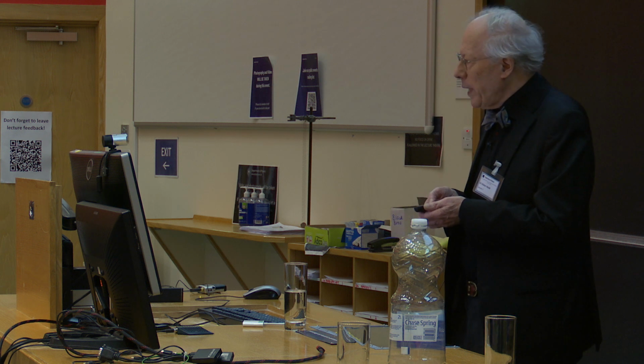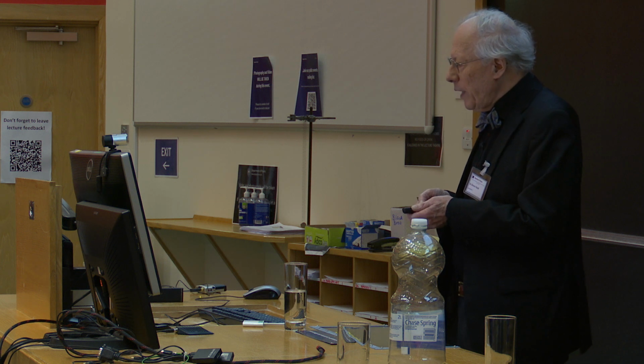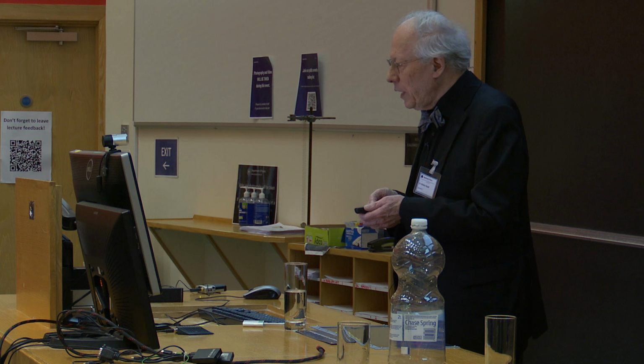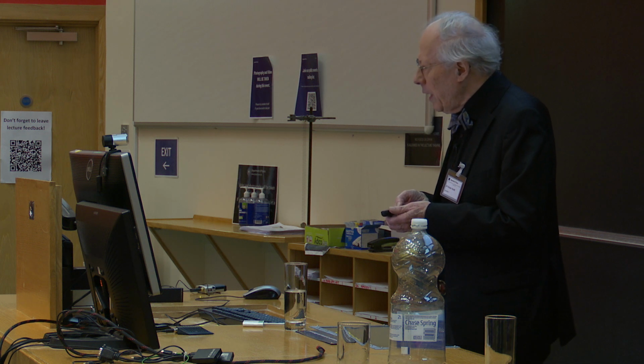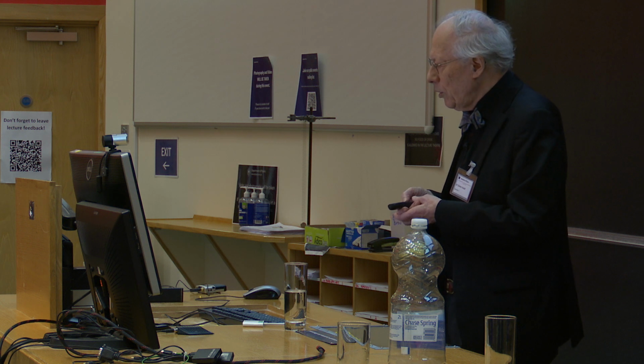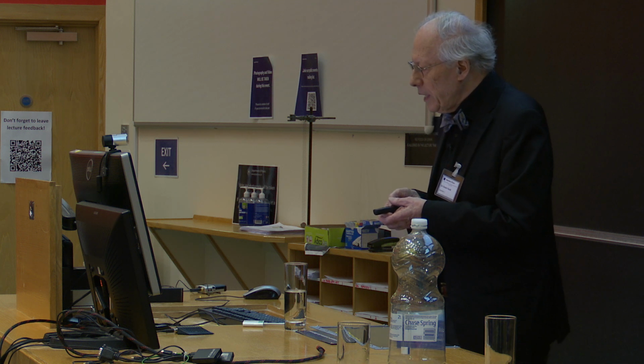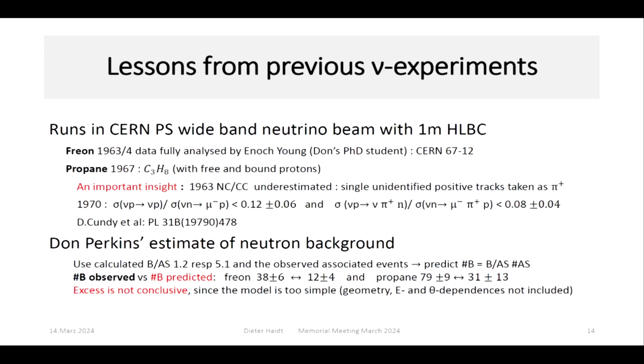Don Perkins, on the basis of this very simple model, evaluated the neutron background. This evaluation is simple because the only thing you need is the calculated B/S ratio and the number of associated events. So the product of the two is a prediction of how many neutron background events you are expecting. You can see here in the case of Freon, there were 38 events compared to a predicted 12, and in propane, 79 compared to a predicted 31. Unfortunately, this excess cannot be interpreted as a discovery because the model was far too simple.